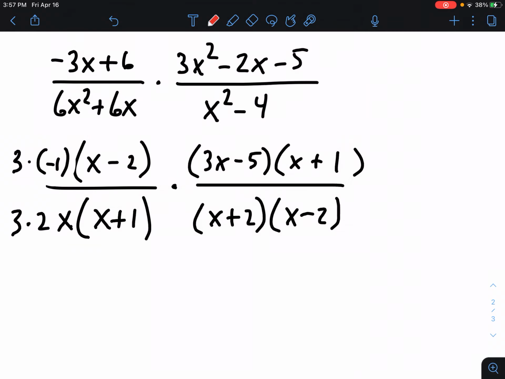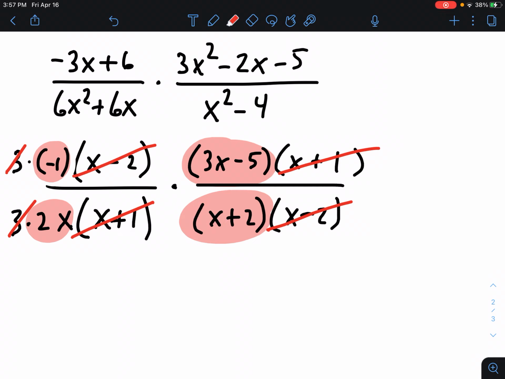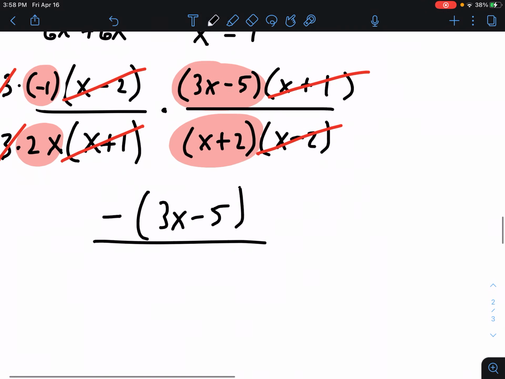So I'm going to go ahead and eliminate. I can eliminate the 3's, the x minus 2 with the x minus 2, the x plus 1 with the x plus 1. And so you can see I've got some stuff left, and maybe we could highlight what's left. So we've got that, and those two things, and that thing. The -1 just makes that binomial negative. So I'm going to write it like this: -3x minus 5. That's my numerator. And then 2x times x plus 2.